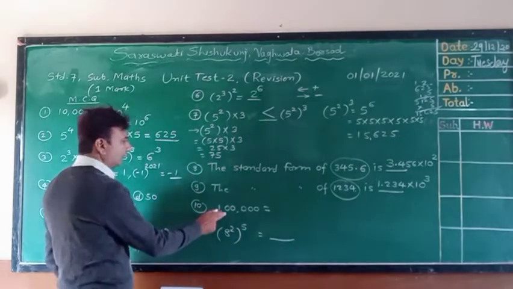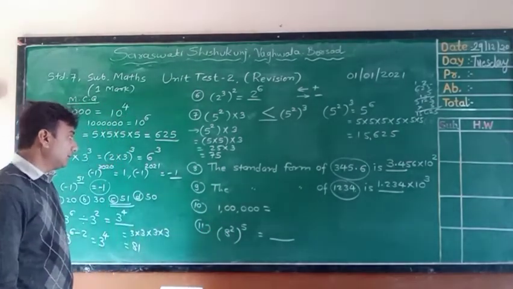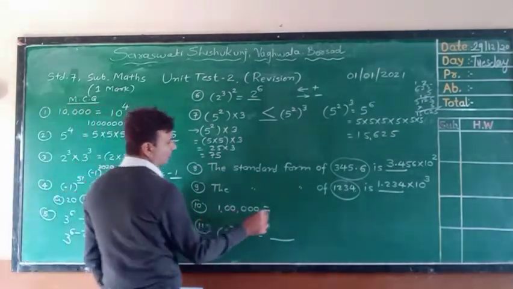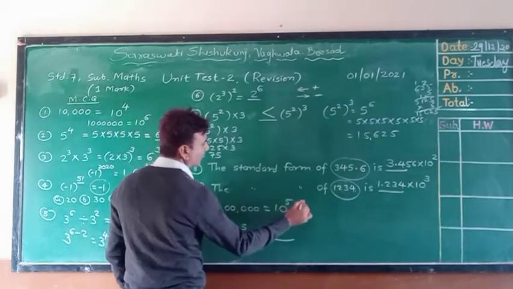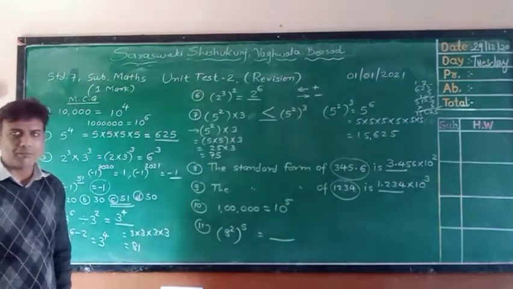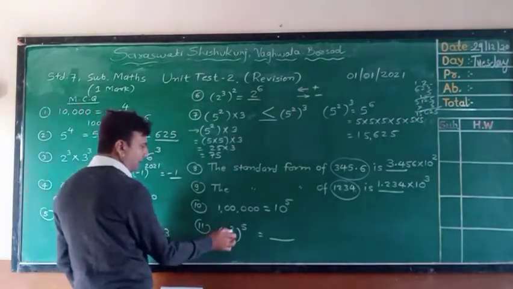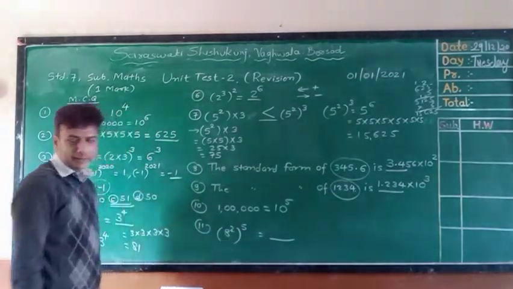Now this 1 lakh is given, simply 1 lakh. So how many times? 1, 2, 3, 4, 5. 10 raised to 5. 10 is the base and 5 is the power. Here (8 to the power 2) raised to 5.